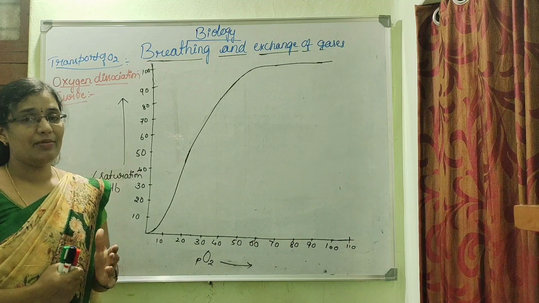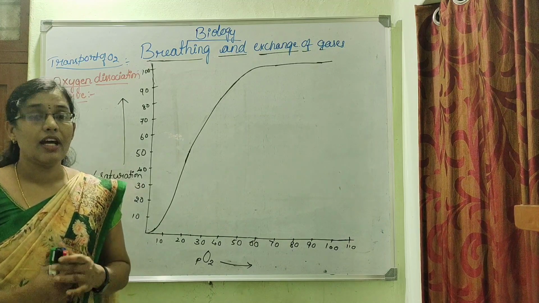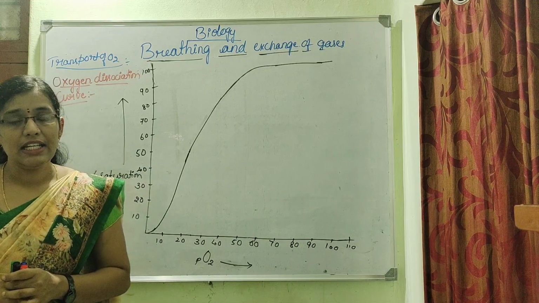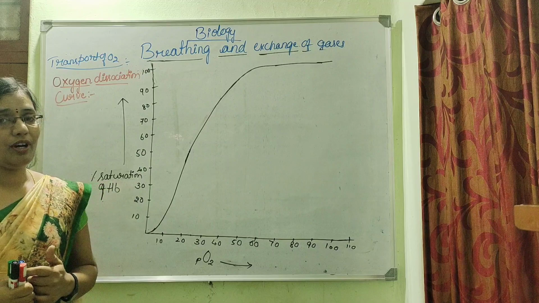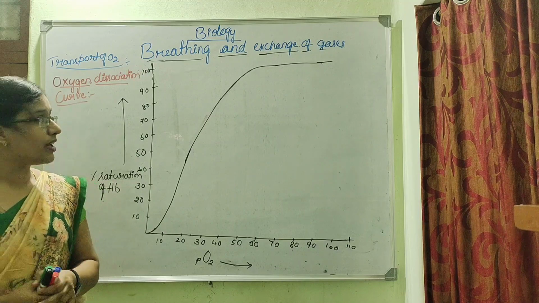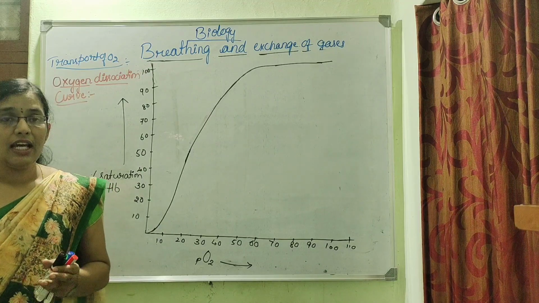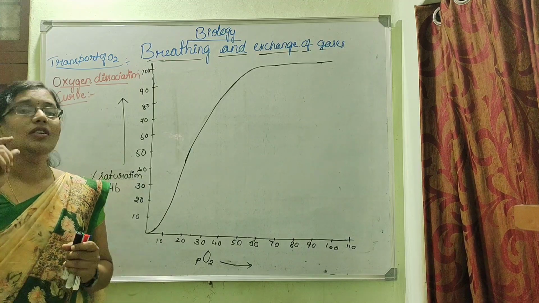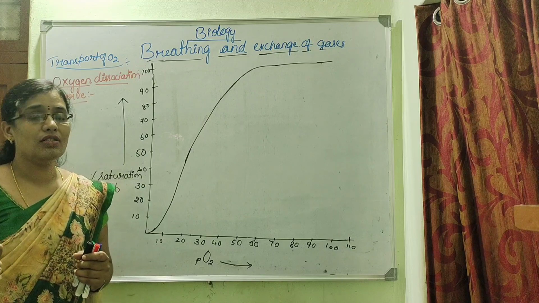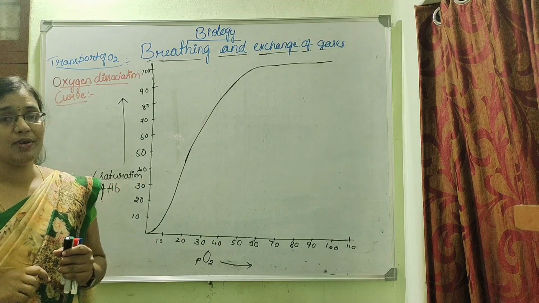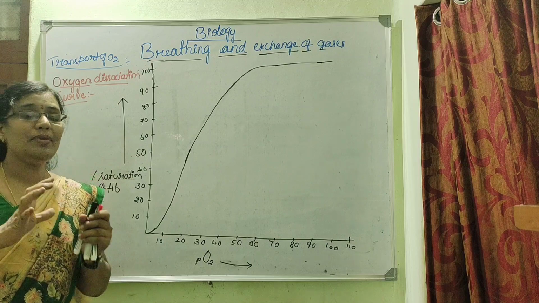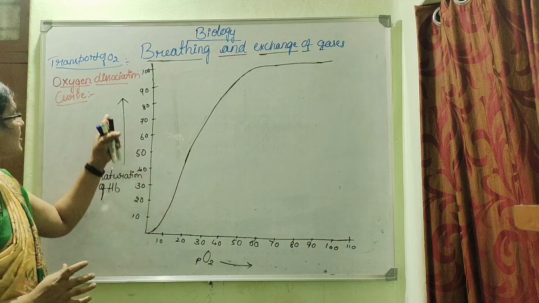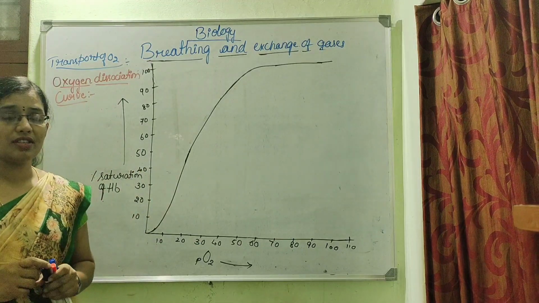See, here we are speaking about the transportation of oxygen. I told you the majority of the oxygen, that is 97% of oxygen, will be transported inside our body as oxyhemoglobin. Oxyhemoglobin means hemoglobin bound to oxygen. Hemoglobin will be bound to the oxygen only under high partial pressures. So this can be represented graphically, and this graph is called the oxygen dissociation curve.